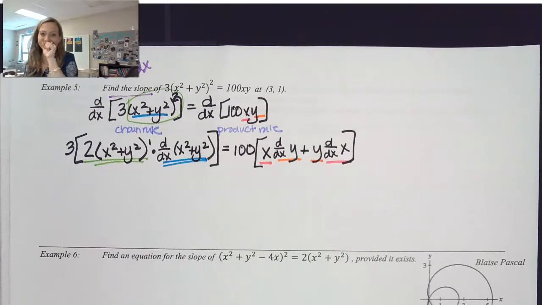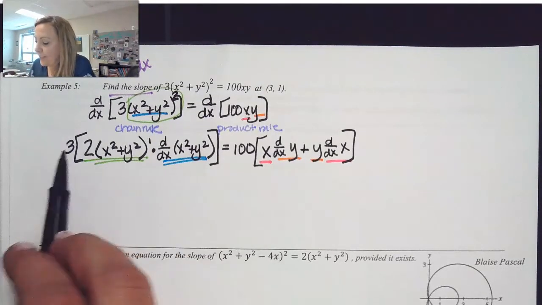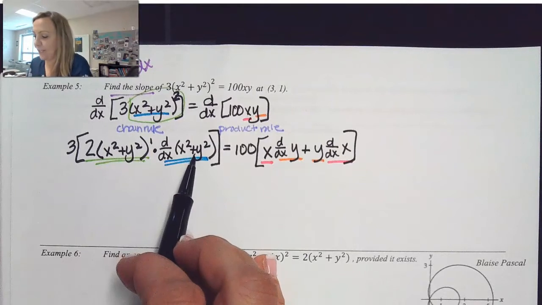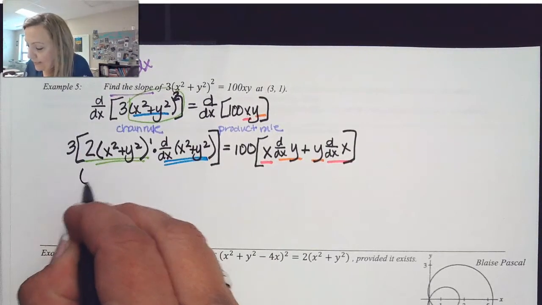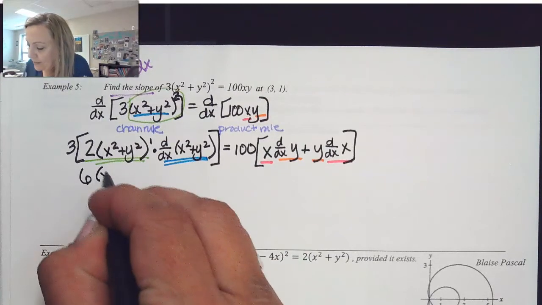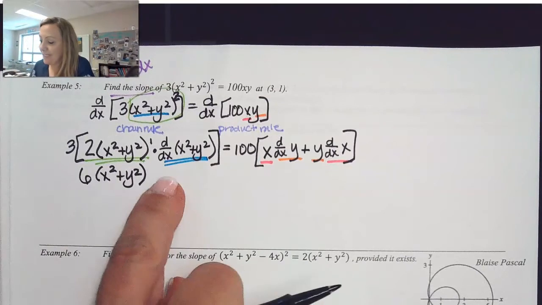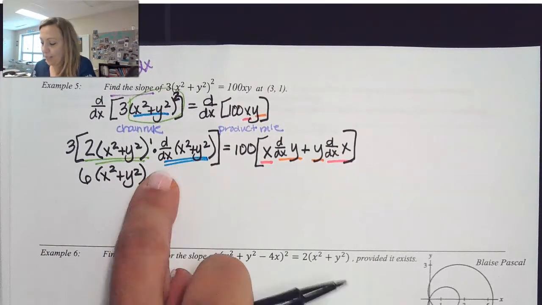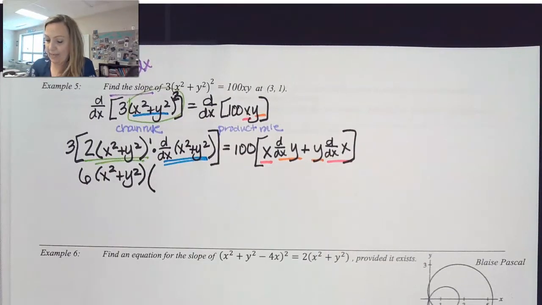All right, so then we'll go back to the left side. So this is all multiplication that's over here. So I could multiply this 3 times 2 to make 6. And then I still have this x squared plus y squared. I don't need the first power. But now I need to differentiate x squared plus y squared with respect to x. So let's think about what that becomes.